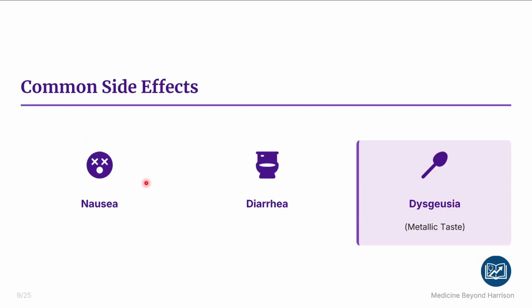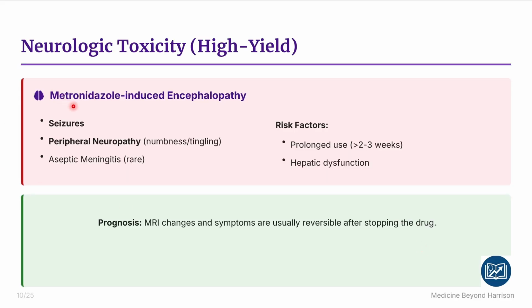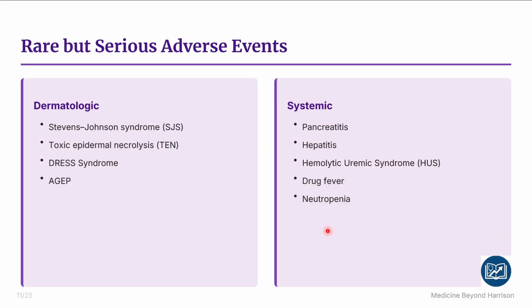Common side effects are nausea, diarrhea, and a metallic taste. Dyspepsia is very common with metronidazole. Other important side effects are metronidazole-induced encephalopathy. It can lead to seizure, and it can lead to peripheral neuropathy with tingling and numbness. A very important complication is peripheral neuropathy, and it can rarely cause aseptic meningitis also. So there are a lot of neurological side effects like seizure, neuropathy, and aseptic meningitis, especially when there is prolonged use for more than 2 to 3 weeks and when there is hepatic dysfunction. MRI changes and symptoms are usually reversible after stopping the drug.